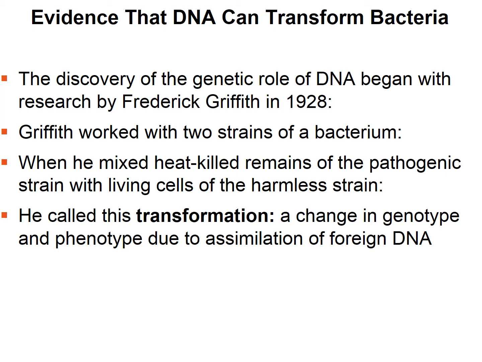So there's a pathogenic strain, S, and a harmless strain, R. And he found that when he mixed heat-killed remains of the pathogenic strain with living cells of the harmless strain, some living cells became pathogenic. He called this process transformation. This is when there's a change in genotype and phenotype due to the assimilation of foreign DNA.